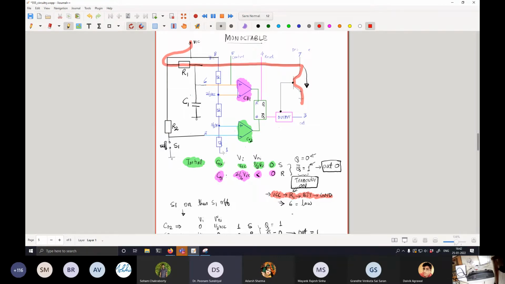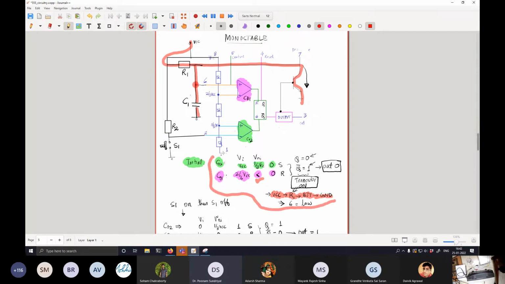So now, what is the meaning of this? When this is shorted, this entire red curve is at 0 volts. This is at ground. Okay, so obviously this is also at ground. This is also at ground. This is also at ground. So it means that point number 6 is at ground. Meaning what we had assumed for V non-inverting is correct. We had assumed that it is less than 2/3 of VCC, so it is correct. So all this is self-consistent.